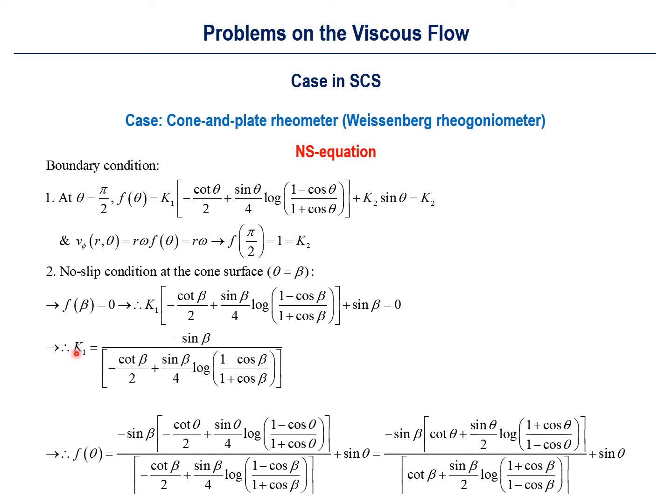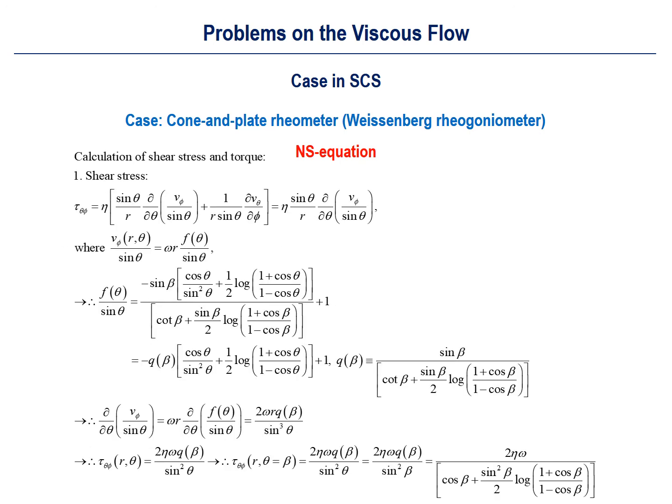So we have found K2 and K1, and therefore we can find the entire polar angle dependence functional profile of f(theta) here, like this. Okay. This is a somewhat complicated form, but it is very fortunate to find this analytic formula as a function of only theta here, right? In this case. And using the velocity profile found in the previous slide, it is possible to calculate the shear stress tau theta phi.